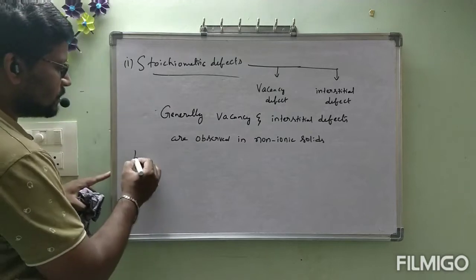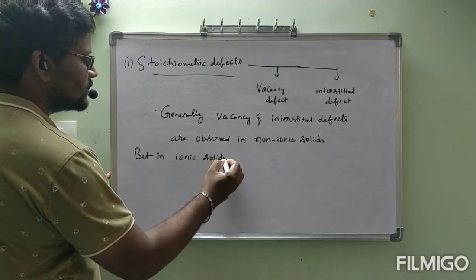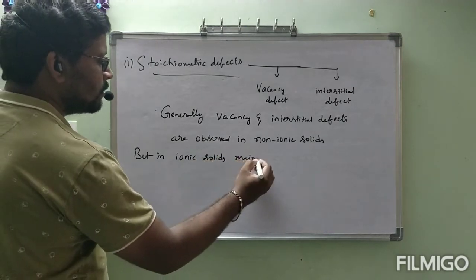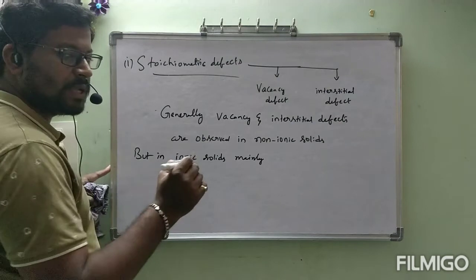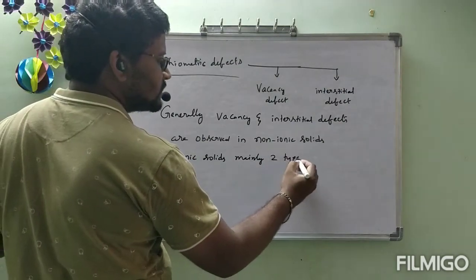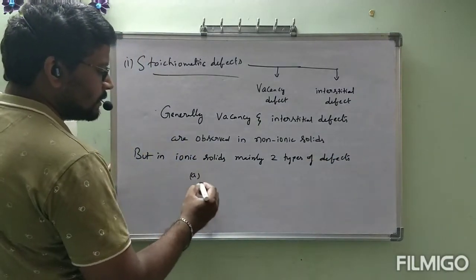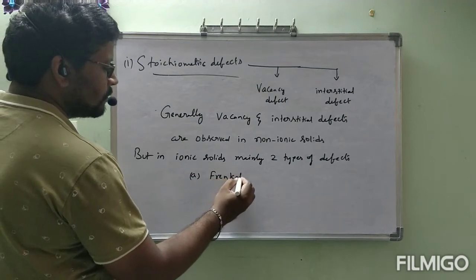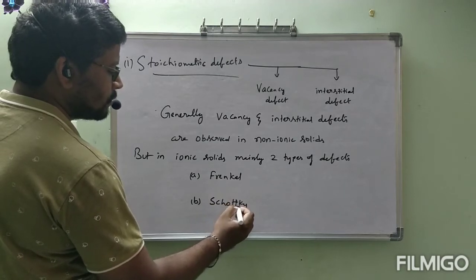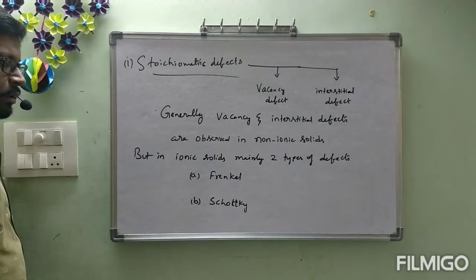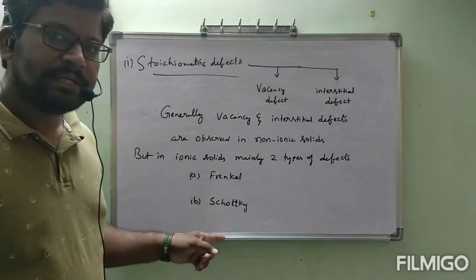But in ionic solids, mainly two types of defects are observed. Those two are A. Frenkel defect and B. Schottky defect. Please observe, these are not separate.